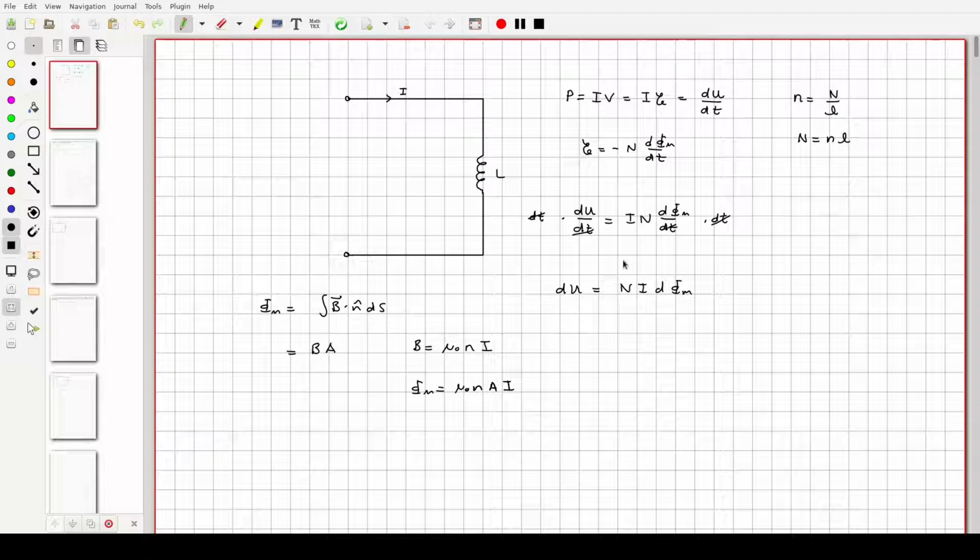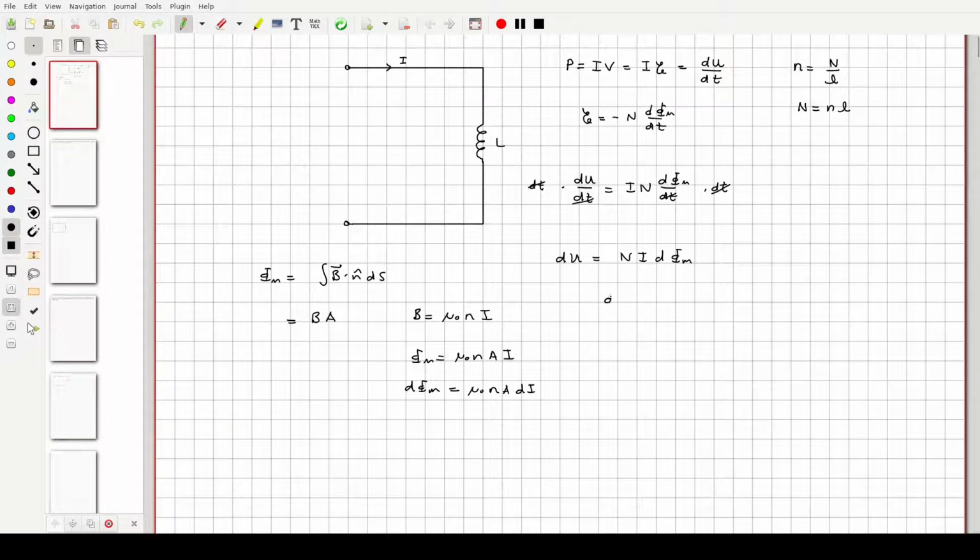and think about what's changing over here as this thing dies off. Well, mu naught's a constant. N is a physical part, A is a physical part, and what's changing over here is the current. So I'm going to plug this right here into this. And I'd also like to point out the fact that capital N, in terms of characteristics of the coil, is just little n times L. We have a mu naught N times A times di.